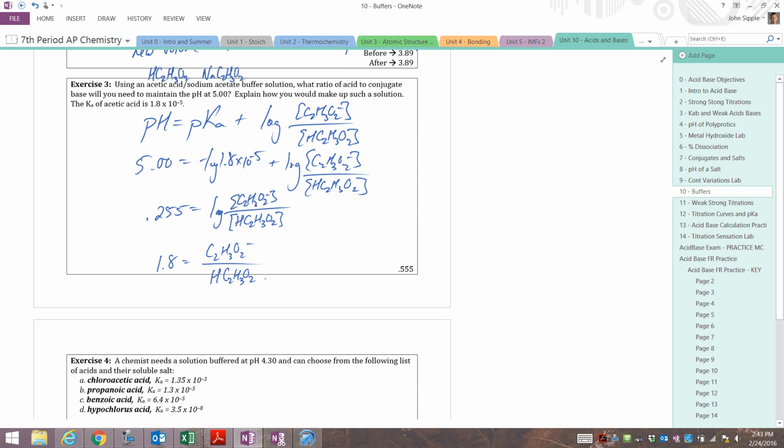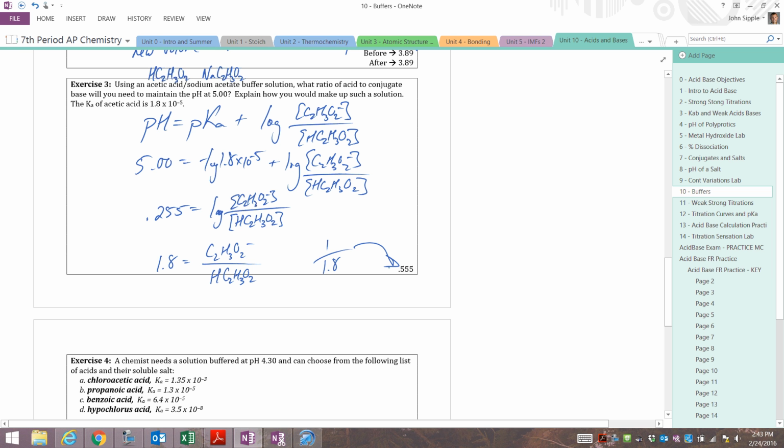Oh, with the sodium, do we care about the sodium? It's a spectator ion. The part that's important is the conjugate part, the acetate ion, because that's the part of acetic acid. So we just solved for the ratio of our base to our acid, and they're asking for the ratio of the acid to the conjugate base. So what do we need to do? Let's take the inverse of that, right? So 1 divided by 1.8 gives you 0.55, what they were looking for.